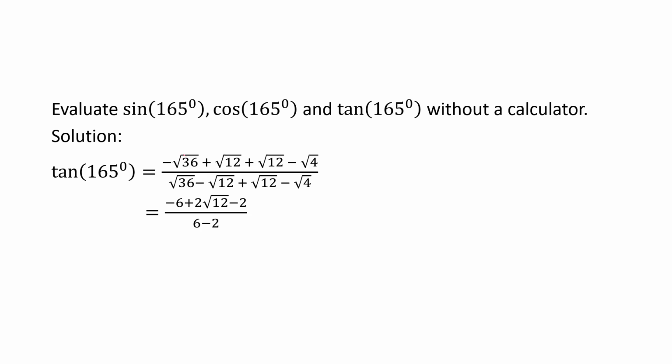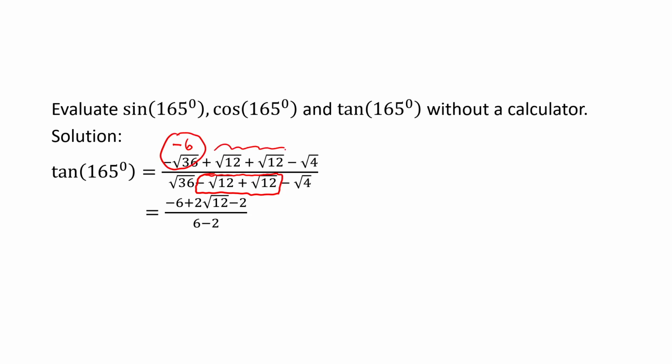When we do that, we end up with negative root 36 plus root 12 plus root 12 minus root 4 over root 36 minus root 12 plus root 12 minus root 4. Now I want to show you something. Whenever you use this method, in the denominator you're going to get something like this. You're going to get an irrational term, and it's going to be able to eliminate itself through collecting like terms. Negative root 12 plus root 12 ends up eliminating itself. So what we end up with here is negative 6.